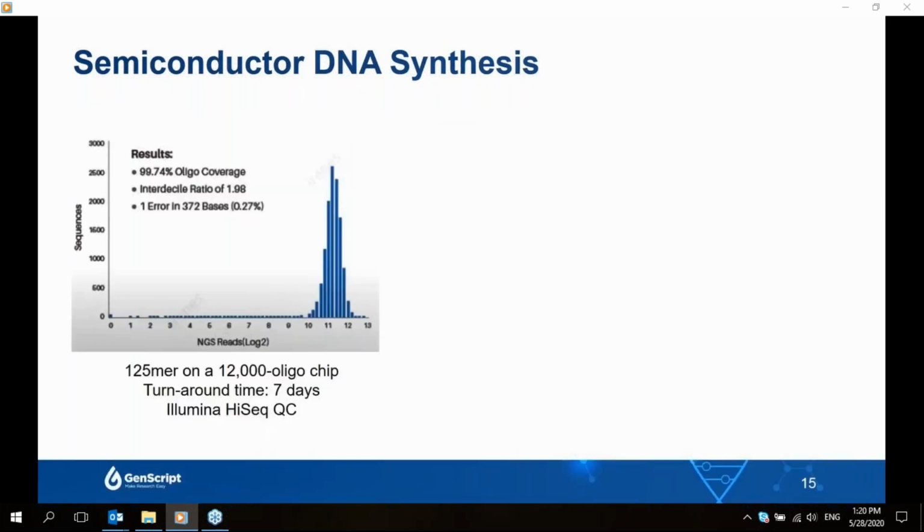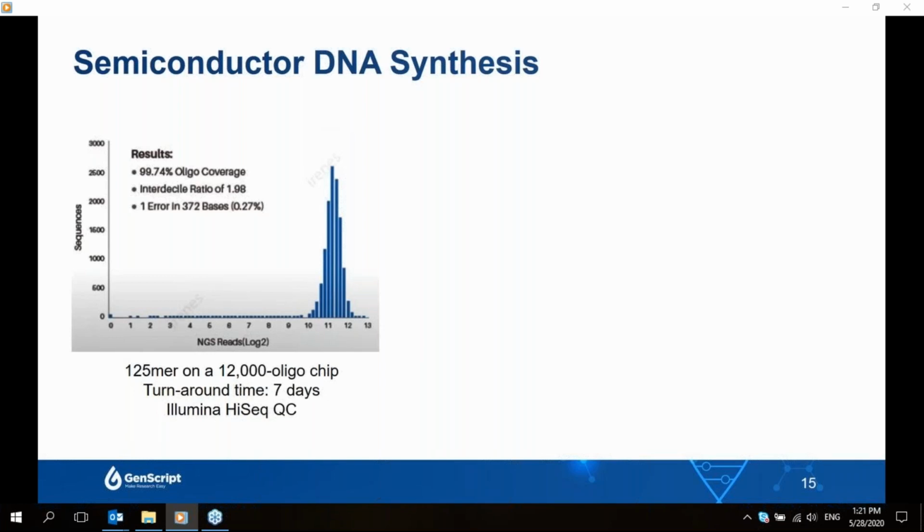With that, let's take a look at what the synthesis quality is. Here I'm showing you a distribution of oligos synthesized on our 12,000 oligo chip. They were 125 nucleotides long. The synthesis was completed in a business week and was subjected to Illumina NGS quality control. The figure shows you the NGS result, where you could see that all 12,000 oligos are quite evenly distributed. The NGS also showed that we were able to detect 99.74% of all the oligos we intended to make, with an average error rate of 1 in 370 bases.